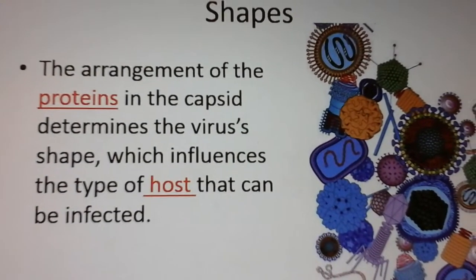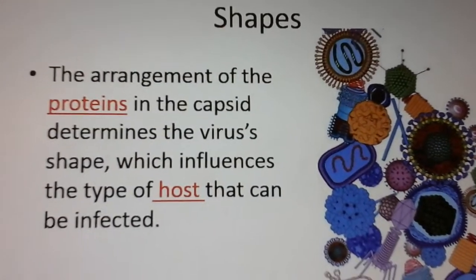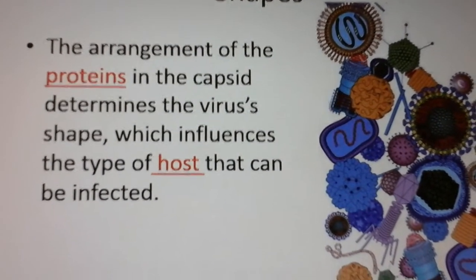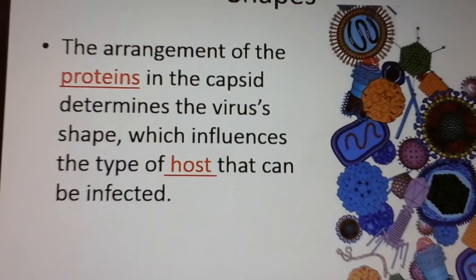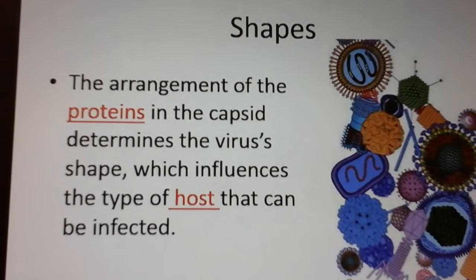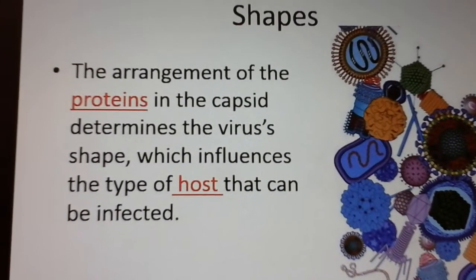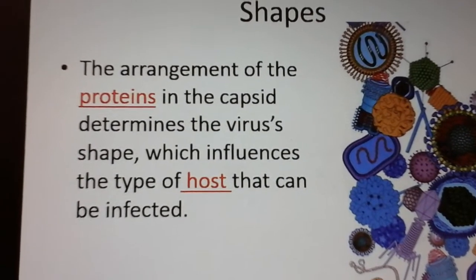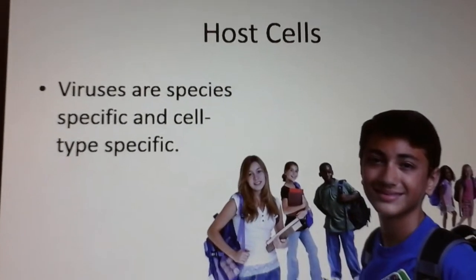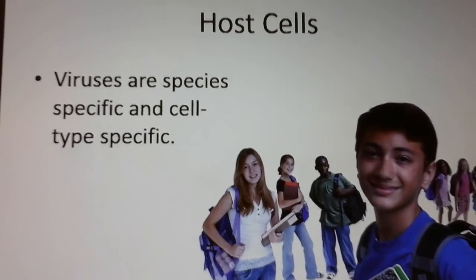So depending on the shape of the protein, depending on the shell it has, that's going to determine the type of host. And the host is whatever cell it's going to stick to. So like I said, meningitis sticks to brain cells. Hepatitis sticks to liver cells. Influenza, which is the flu, sticks to lung cells. So different viruses will only stick to certain cells, and it's all based on the proteins that they have. And so like I said, that's what this talks about here with these things called host cells. Viruses are species-specific and cell-type specific.